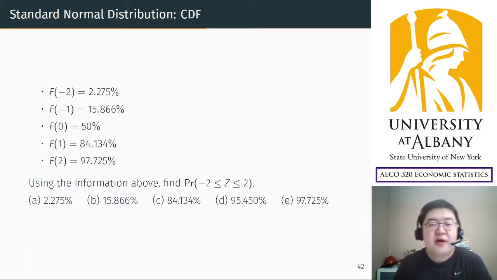Hi again. At the end of the last video, I gave you this question. What is the probability for a standard normal distribution random variable z to lie between plus minus 2? What is the probability in between plus minus 2?